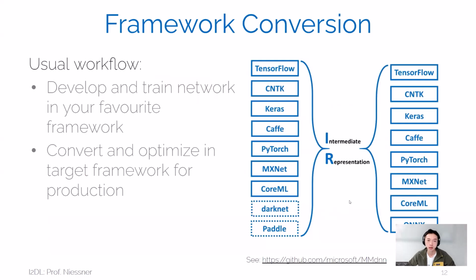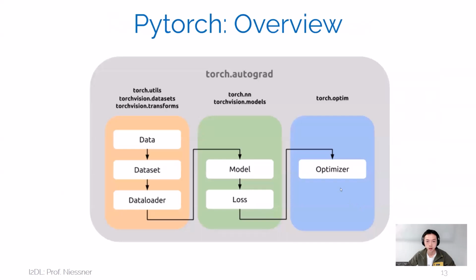Another question is, what if you are using a framework for training or developing a neural network, and then maybe you want to convert and optimize it for a real application? Here we can use framework conversion. You can use your favorite framework to develop and train your network, and then convert and optimize the trained network to a target framework for production. That also works. Okay, let's get an overview of PyTorch.